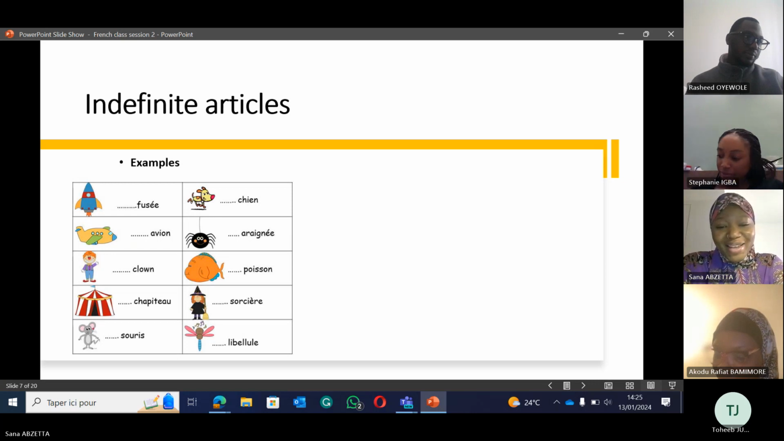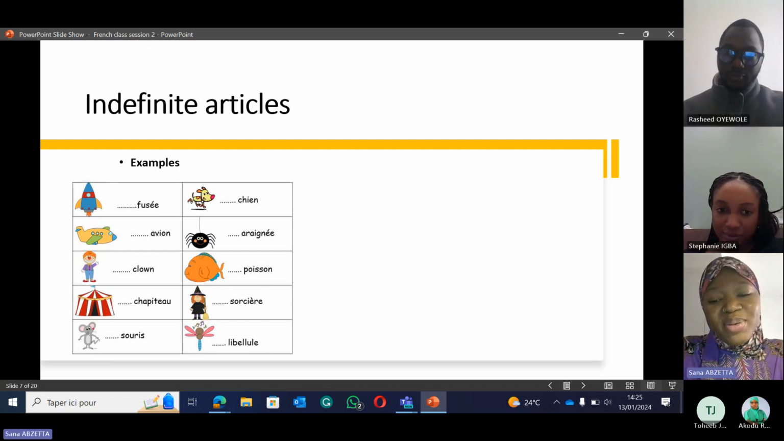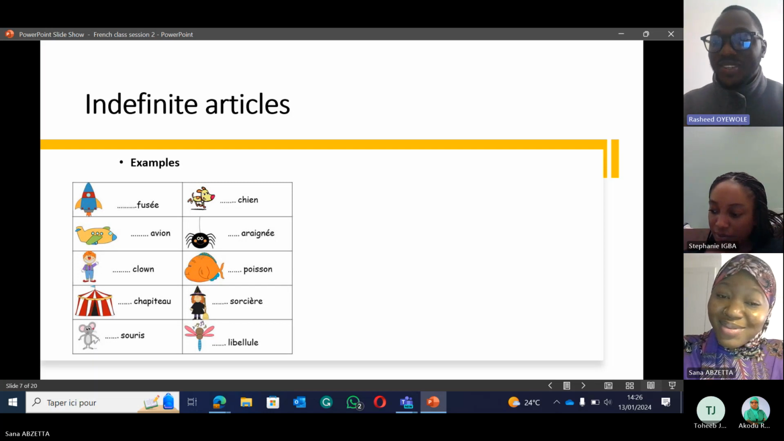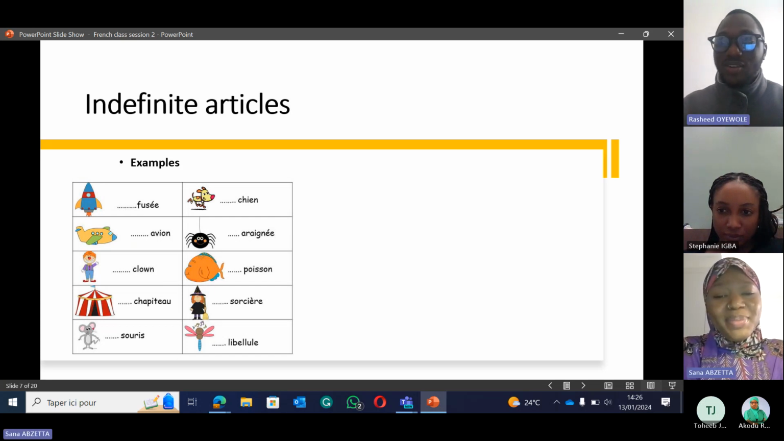Good. We move to the fish. Fish in French is called the poisson. Do you think that poisson is a feminine or a masculine word? Masculine. Okay. You get it right. Go ahead. Un poisson. Exactly. Okay.